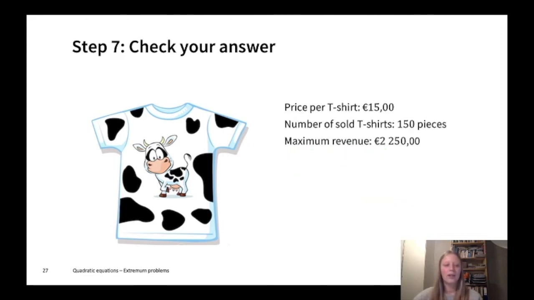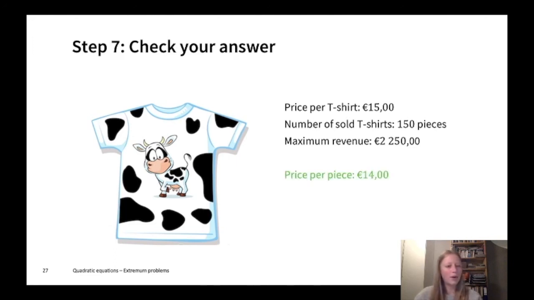Now, she asked us to determine how she could make the most money possible, and we found the price per t-shirt and the number of sold t-shirts, the values that you can see on the PowerPoint here. So that means that if we change these values, we can never have a revenue that is larger than the answer that we found, because then we've made a mistake somewhere. So we're going to change our values.